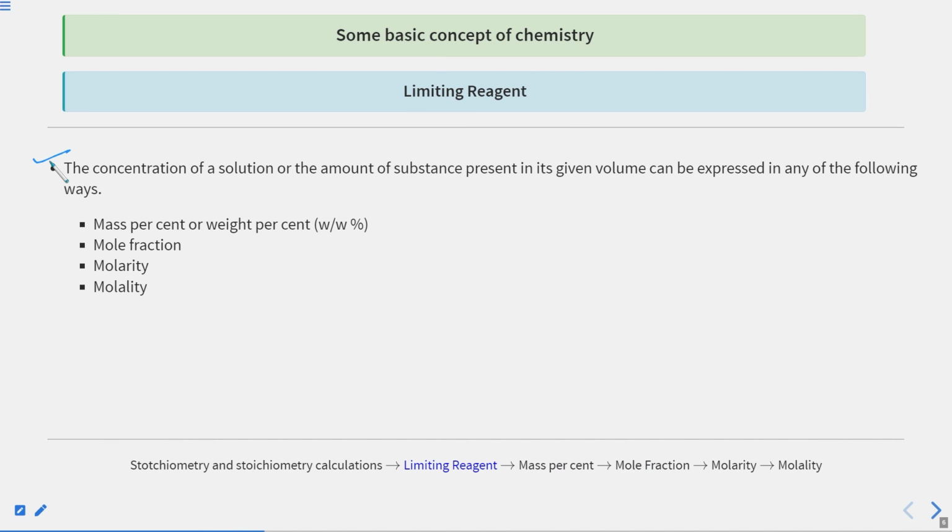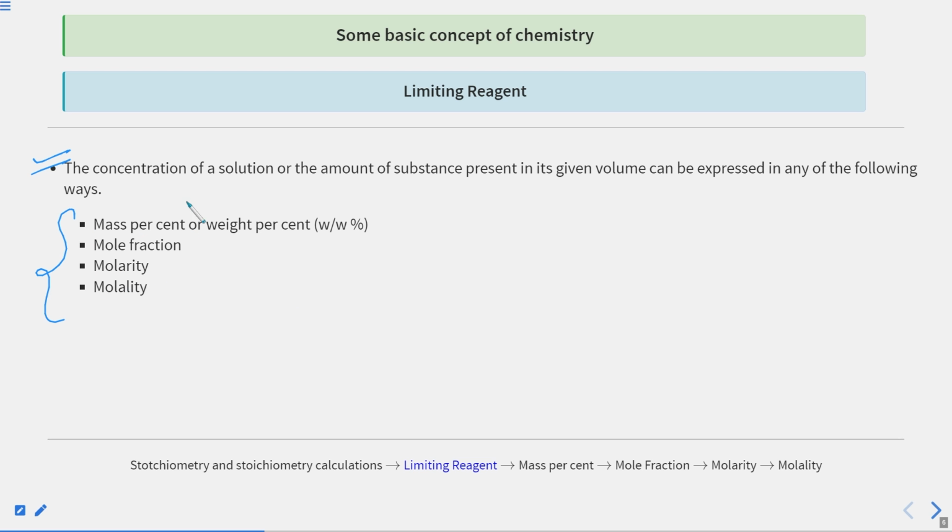After the limiting reagent, I told you about the terms concentration and solubility, and now today we are going to express concentration terms. We are going to express the concentration in terms of mass percentage, volume percentage, weight percentage, volume by volume, etc. Mole fraction, molarity, molality, normality, etc.